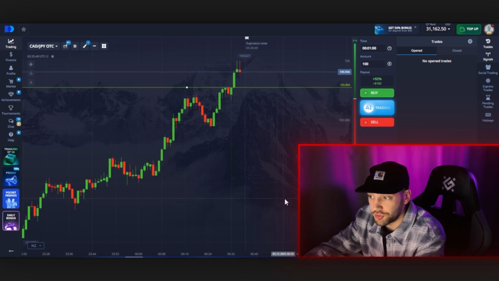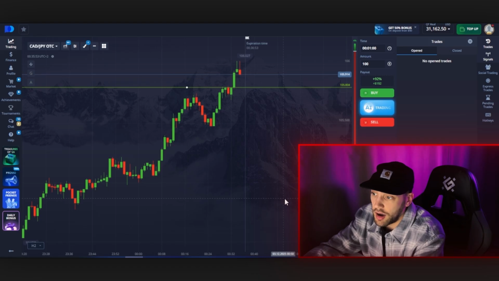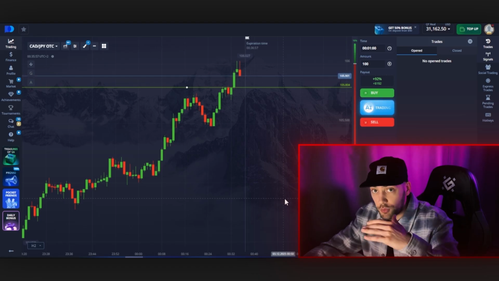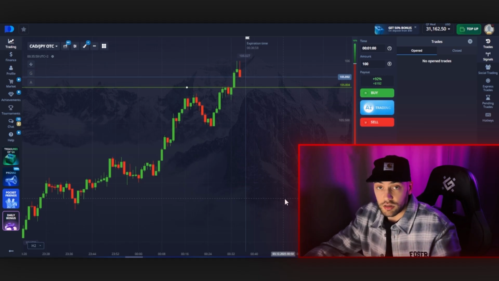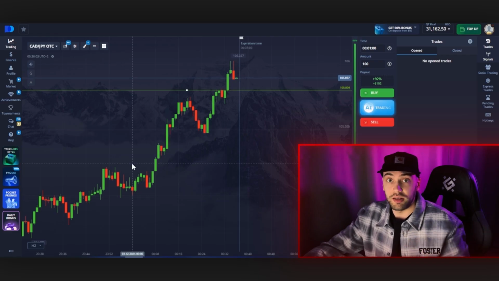Wait for the price to return and enter in the direction of the false breakout. If it's a false breakout downward, you buy. If upward, you sell. That's testing liquidity. So we will revisit this concept repeatedly.